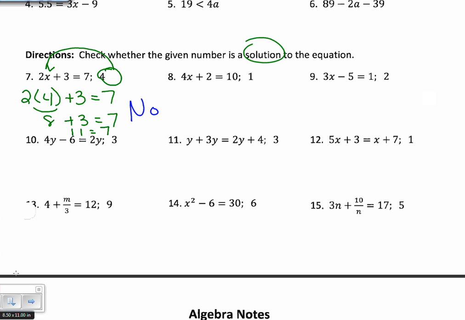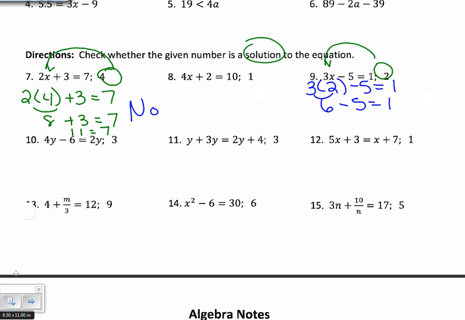Okay, let's try number 9. Same thing with number 9. I'm going to take 2, and I'm going to plug it in where there's an x. Wherever there's an x, I'm going to take it out, and I'm going to put in 2. Remember to put those parentheses around your 2, so it doesn't look like 32. Then we're going to simplify. Simplify means we follow order of operations. We do multiplication first. So 3 times 2 here is 6.